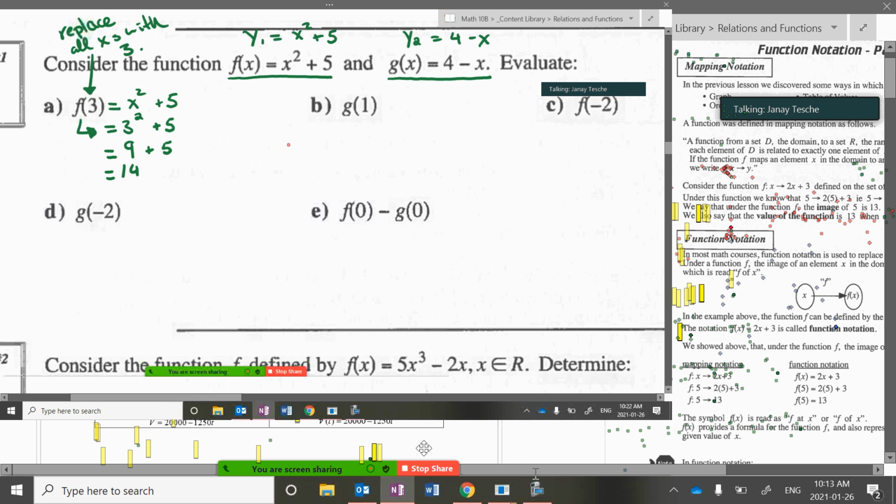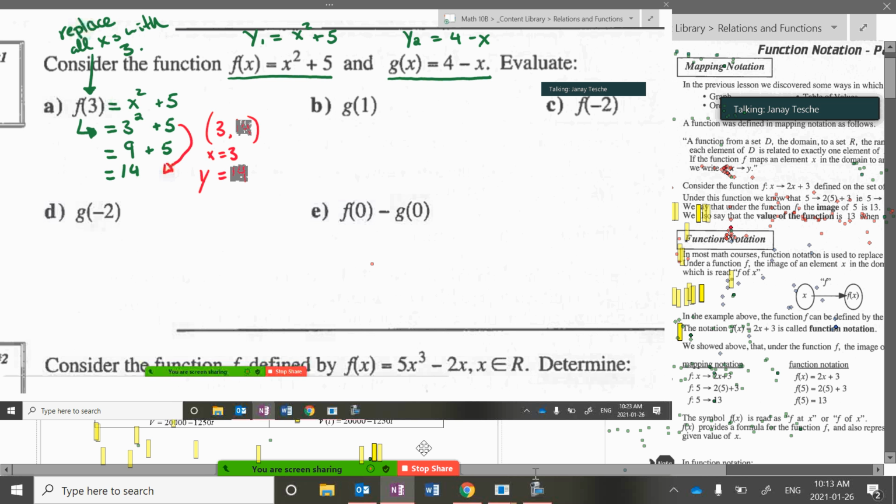For your sake, when you're writing this out, you could go straight from here to here and only write those two lines. I'm just trying to show you a little bit more. What this means is my x value is 3, my y value is 14. Seems more difficult, but that's all it's getting at. All you did was plug in 3 and solve for y.